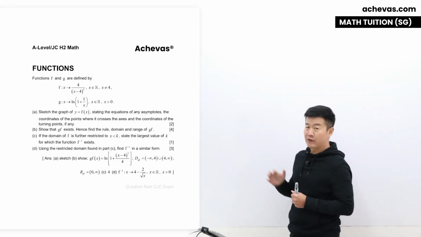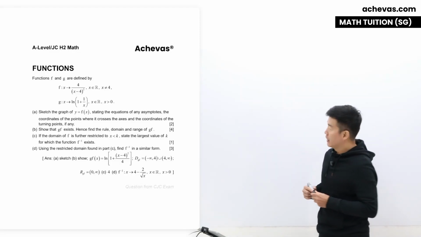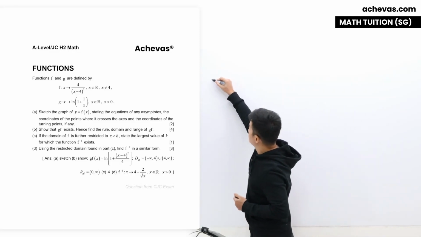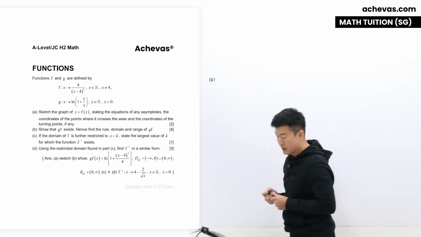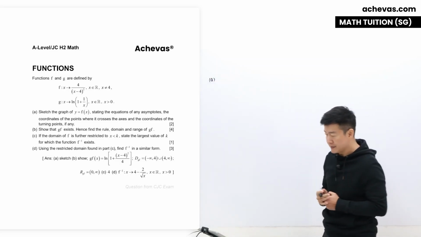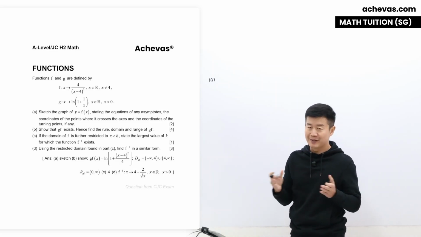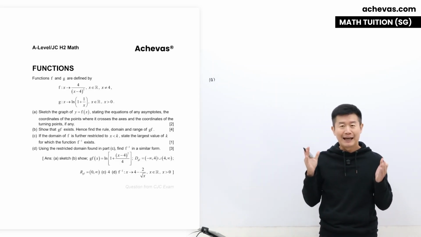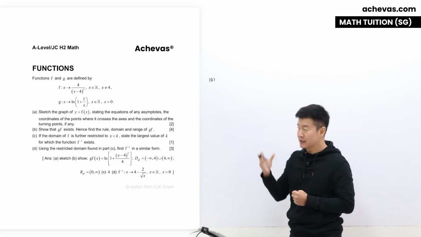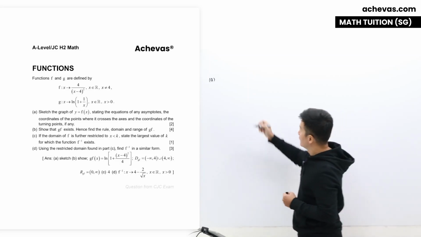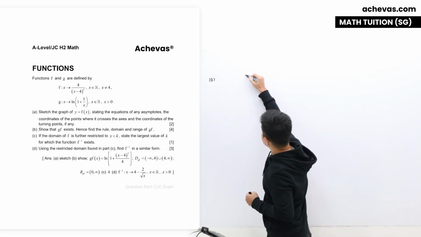We're going to take a look at this functions question together. And the first part of this question, we are supposed to do a sketch of the graph of y is equal to f(x). With the consideration of the domain, which is basically every real number except 4, because 4 is going to cause the expression to become undefined, the graph is going to look something like this.